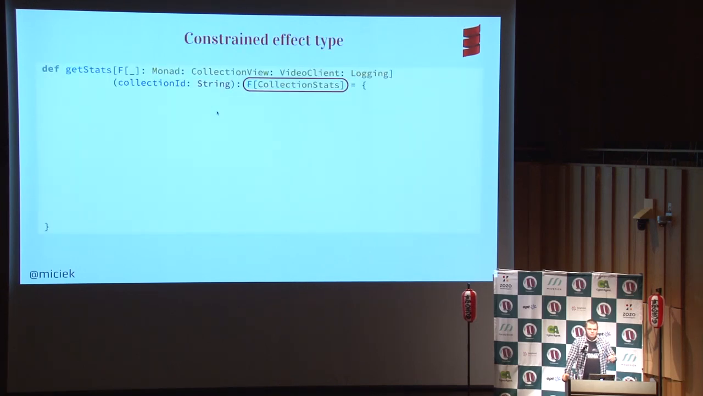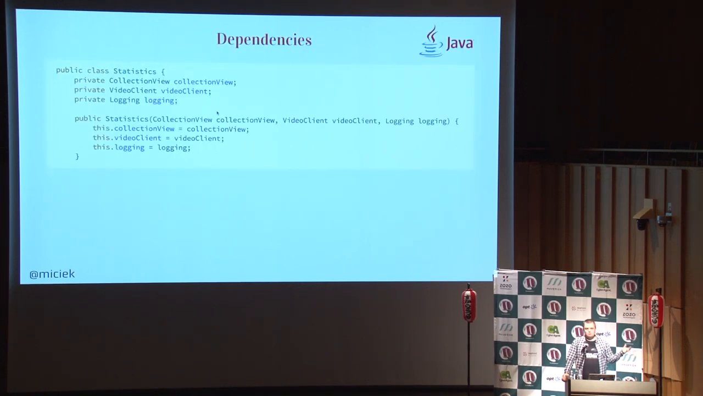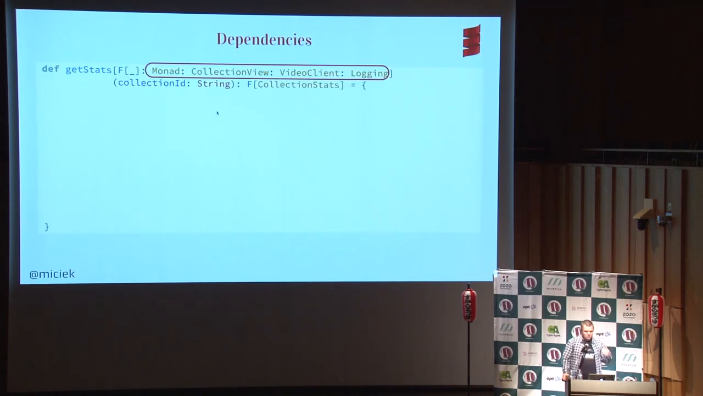You are using F and this constraint, and everything is in the signature, and you are sure that nothing happens inside the implementation, because it can't, right? And dependencies is the second thing, maybe not so major. In Java, you need to pass all those collection view, video client, logging in the constructor, and it's in a different place than your function. In the Scala approach I described, you have all the dependencies inside the function, right? So you just look at the signature and you have all the things that you need, in terms of the types, the side effects, the purity, and all that.